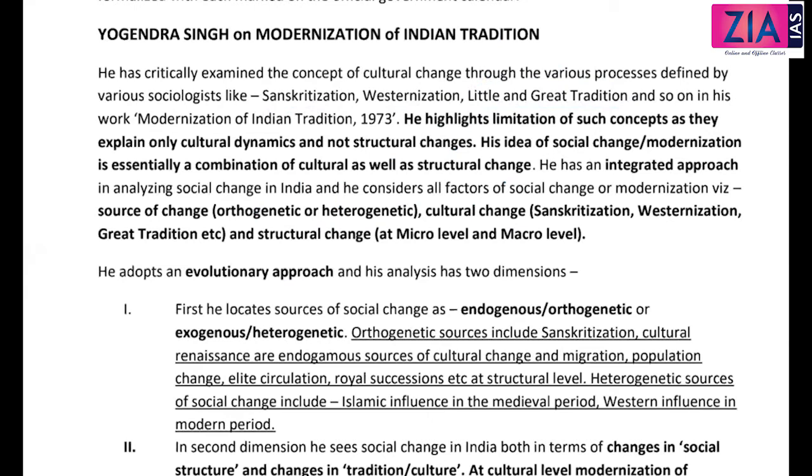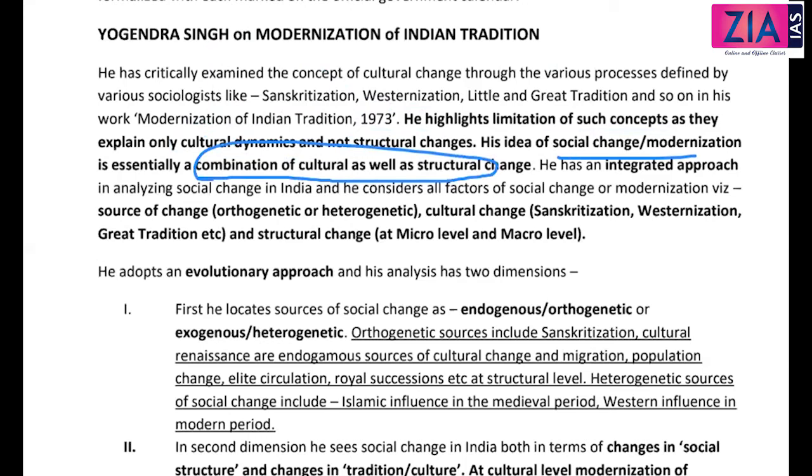He highlights limitations of such concepts as they explain only cultural changes and not structural changes. So Sanskritization, Westernization and all are only highlighting the cultural dynamics, not the structural change. So for Yogendra Singh, you need to explain this as well as this. His idea of social change or modernization is essentially a combination of cultural as well as structural.